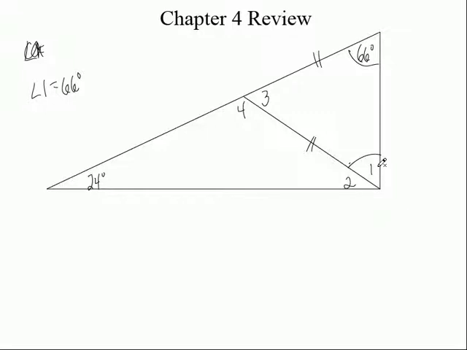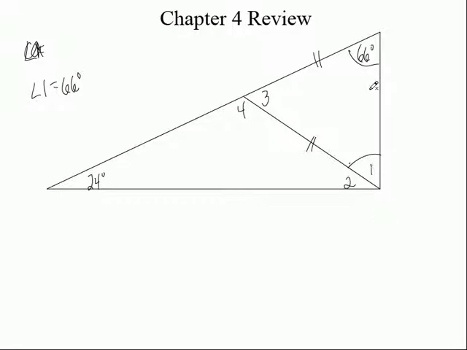The reason I said that is because a lot of people will do that. They'll look at it and say, that looks like a 90-degree angle. Let's just take 66 away from 90, and I've got what angle 2 is. But you don't know that's 90, do you? Because there's no little square there. That's right.